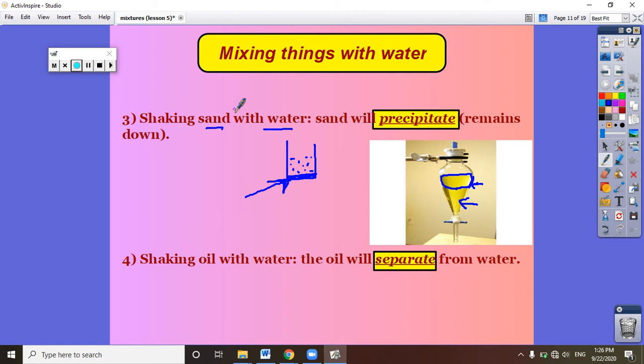So sand and water, the sand will precipitate. Oil and water, oil will separate. Sand, water, precipitate. Oil, water, separate.